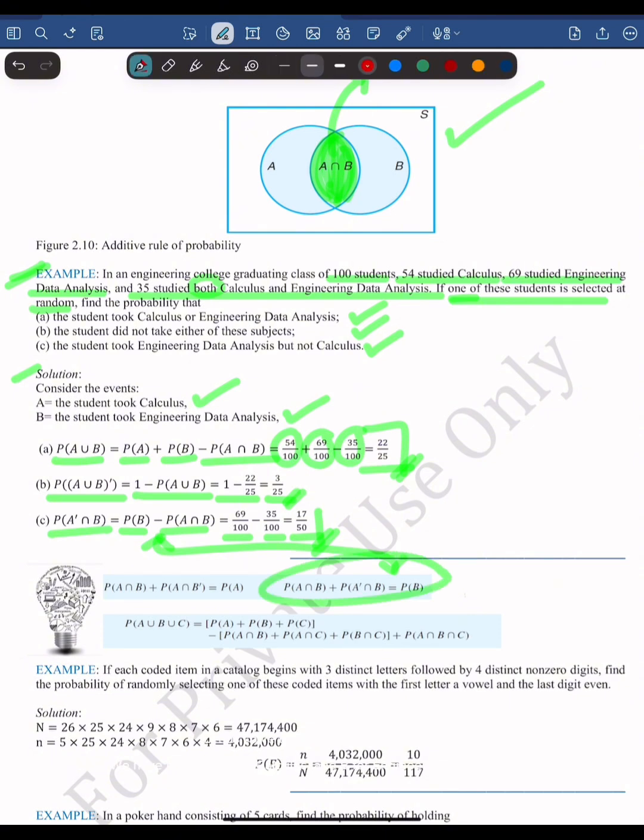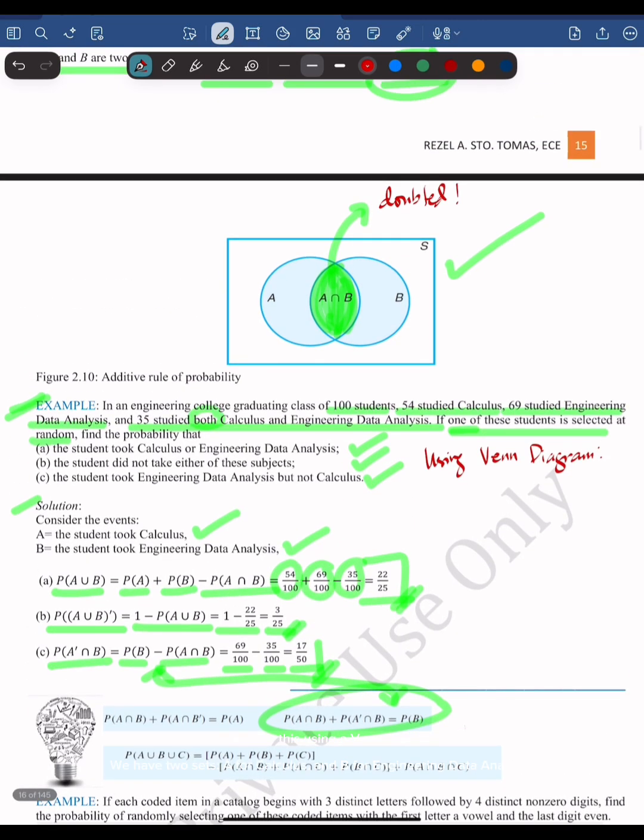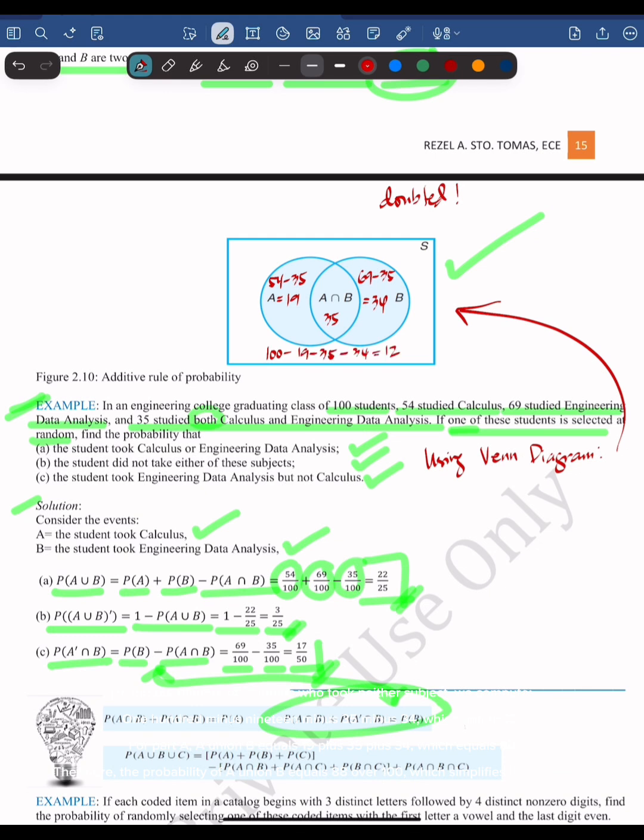Let us solve this using a Venn diagram. We have two sets, A for calculus and B for engineering data analysis. For set A only, we compute 54 minus 35, which equals 19. For set B only, we compute 69 minus 35, which equals 34. Now the intersection of A and B, meaning students who took both subjects, is 35. To find the number of students who took neither subject, we compute 100 minus 19 minus 35 minus 34, which equals 12.